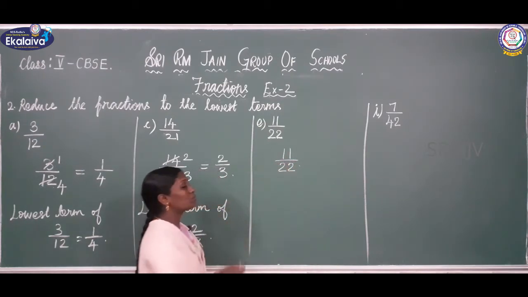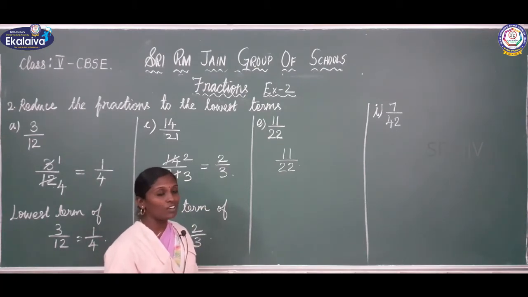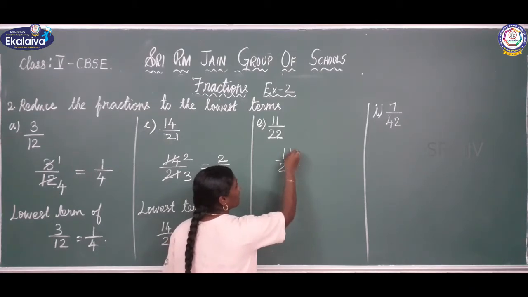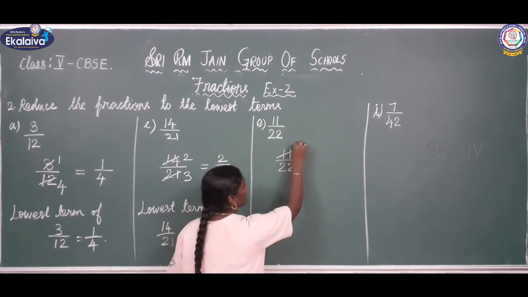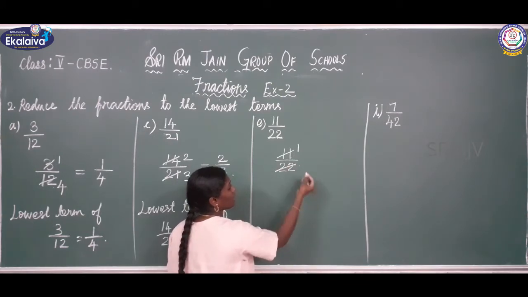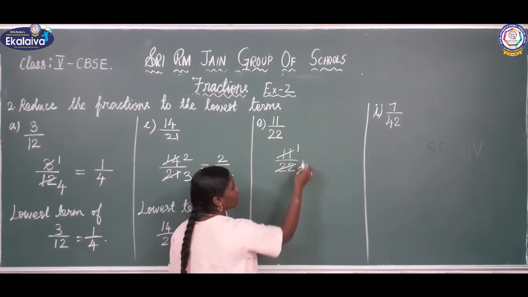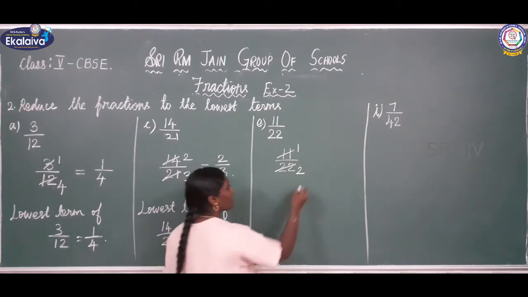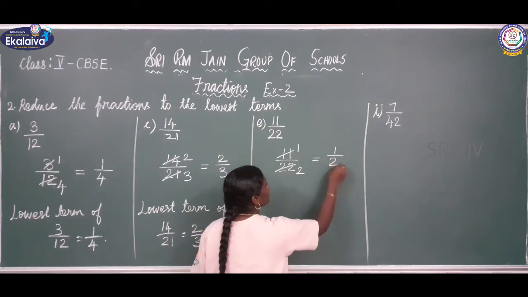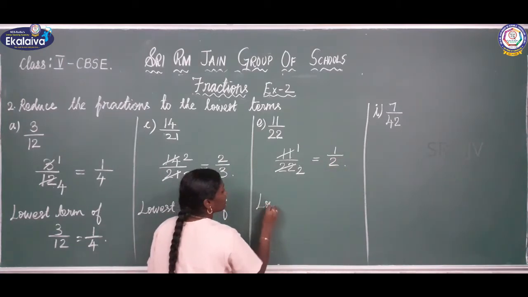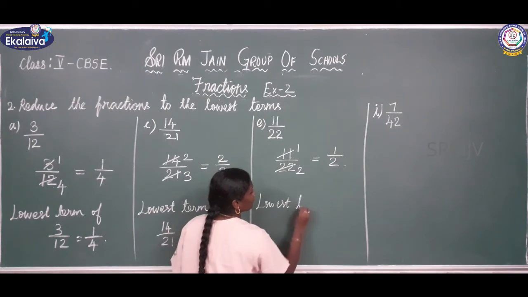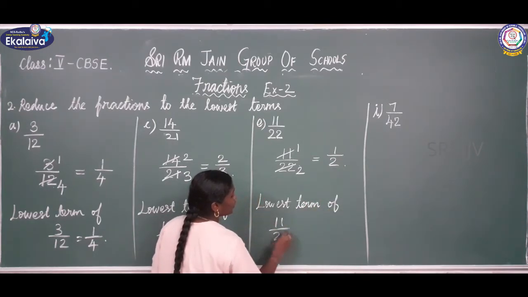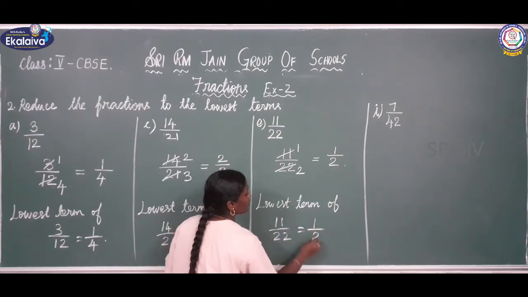Here for these two numbers 1 and 11 are the common factors. So here 11 is the prime number. So we can reduce the numbers in 11 table. In 11 table 1 time, in 11 table 2 times. Here now we got 1 and 2. For 1 and 2, 1 is the only common factor. So 1 by 2 is the lowest term. So lowest term of 11 by 22 is 1 by 2.